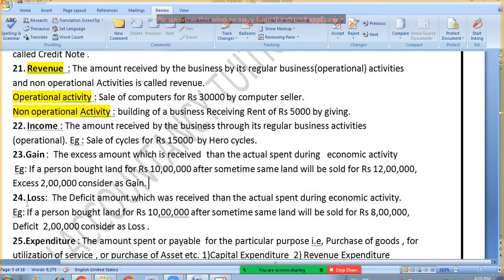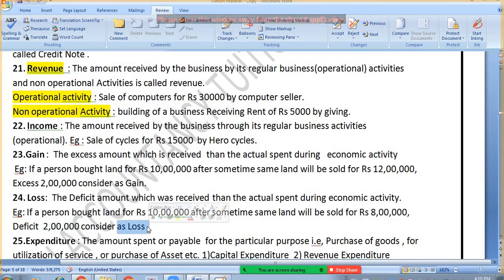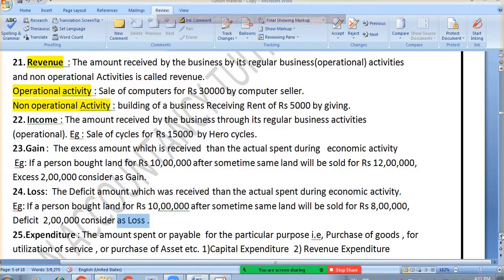Next one, loss. The deficit amount received compared to the actual amount spent during the economic activity is considered a loss. Suppose a person bought land for rupees 10 lakhs, and after some time the same land is sold for 8 lakhs. Here the deficit amount of 2 lakhs can be considered a loss, right? Next one, expenditure.